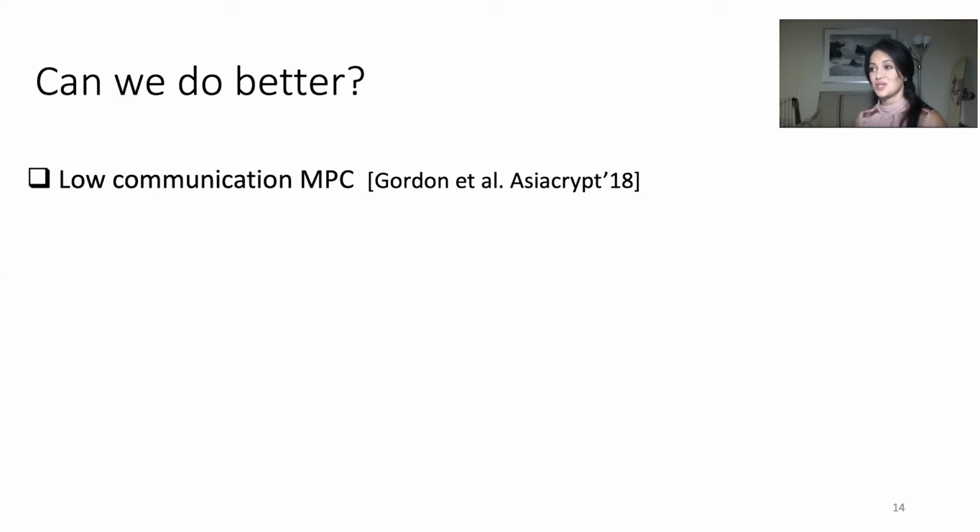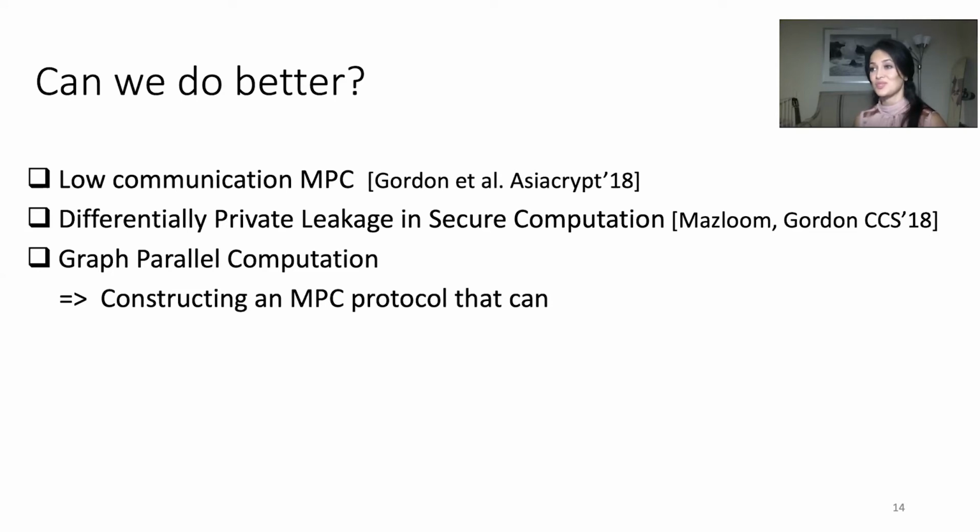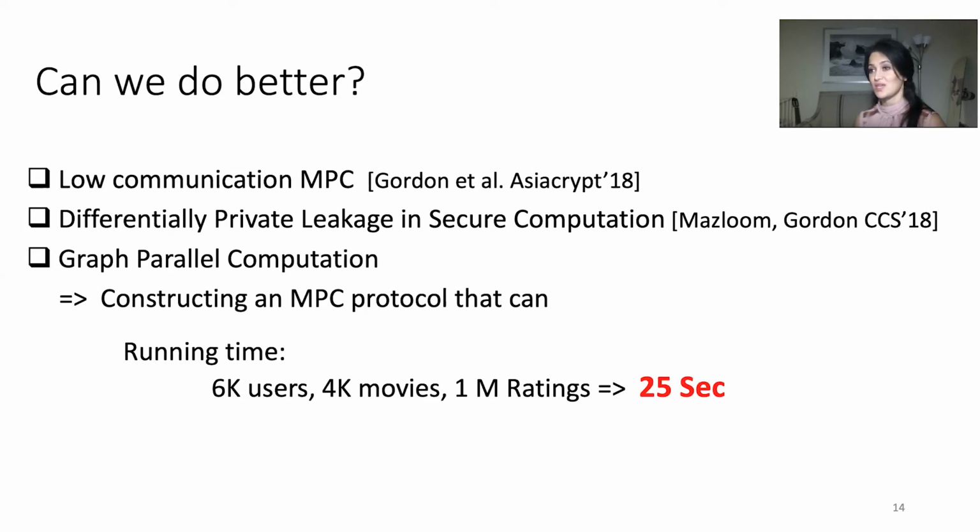And when representing the computation as an arithmetic circuit over a ring, as we do here, the cheapest of these results, by Gordon et al., requires sending only 1-point ring elements per party per circuit gate. So by leveraging the results of low communication MPC and the security relaxation from our previous work that allows the computation servers to learn some differential privacy leakage about inputs, we were able to construct an MPC protocol that can improve the same computation of matrix factorization even further to less than 25 seconds.